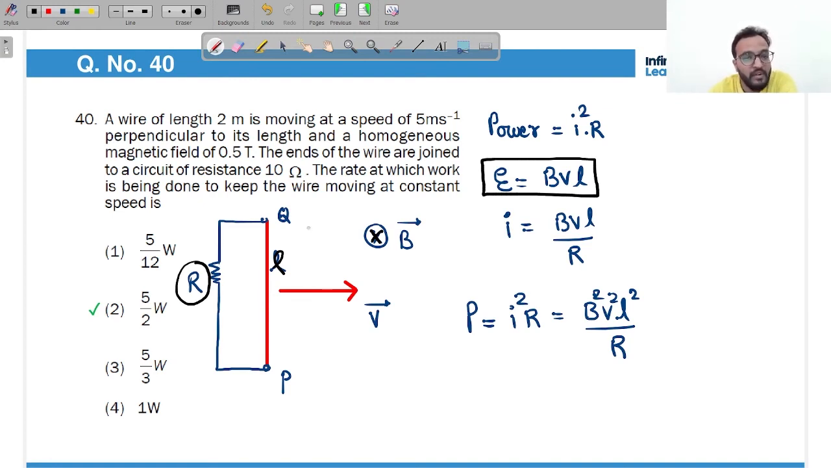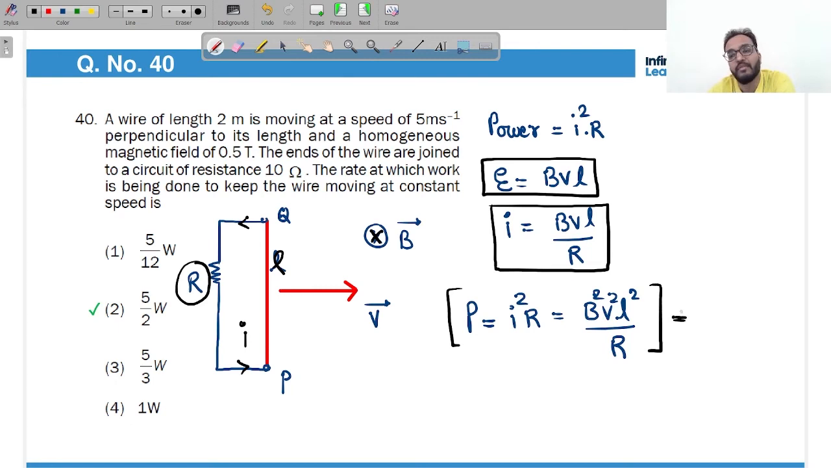Suppose this is the current through the circuit, I. So what is the current through the circuit? I is EMF induced upon resistance. That means BVL upon R. What is power? Power is I square R. That is B square V square L square by R. Do you understand? Put the values. Get your answer. It will be 5 by 2 watts.